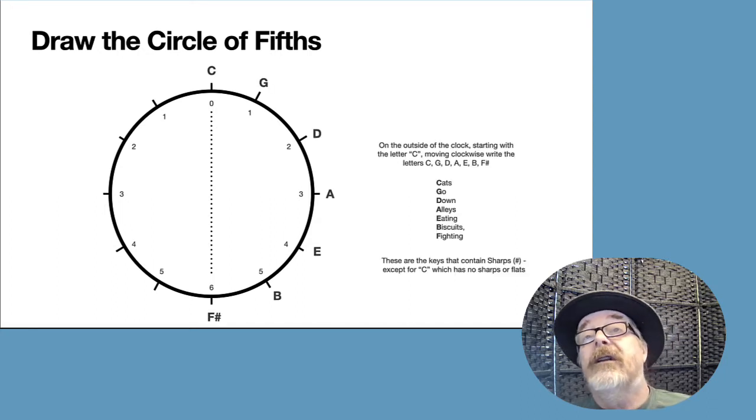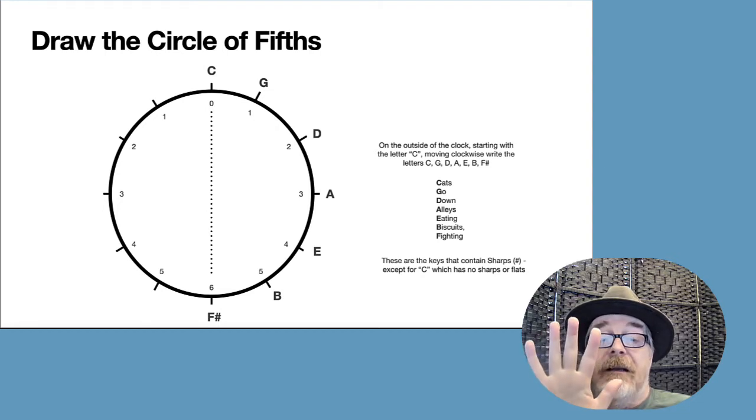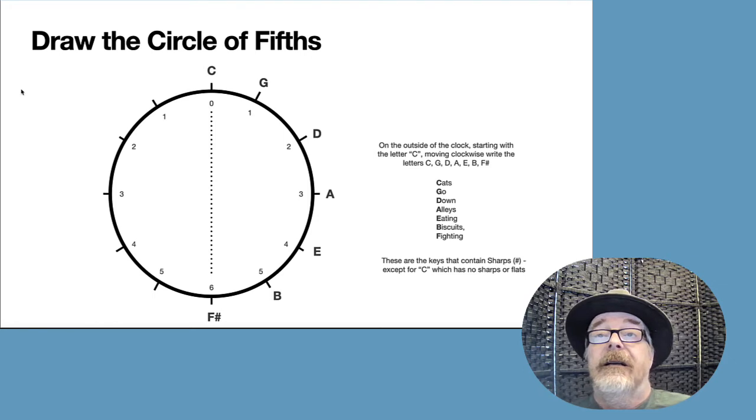Now we are going to put letters around the outside of the circle. Starting at the top, we will start with the letter C. Now this is called the circle of fifths because, well, we're moving up by fifths. C up to G is 5. C, D, E, F, G. So C to G, G to D is 5. D to A is 5. A to E is 5. E to B is 5. And B to F sharp is 5.